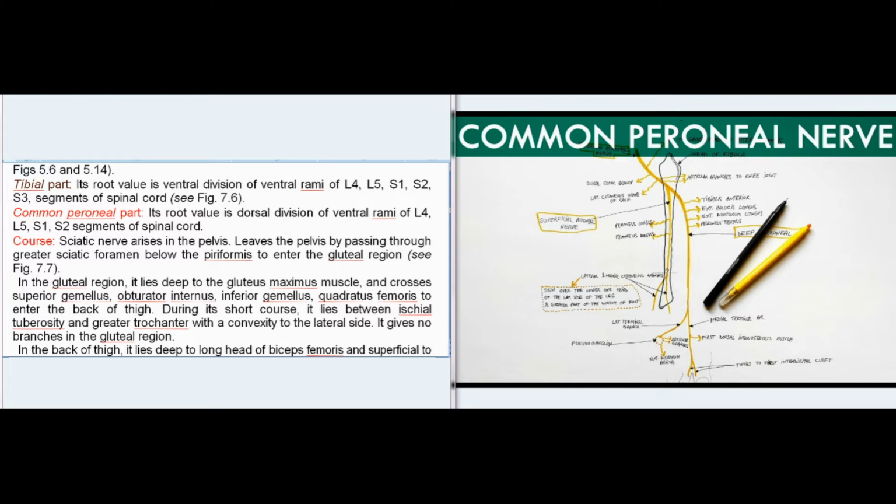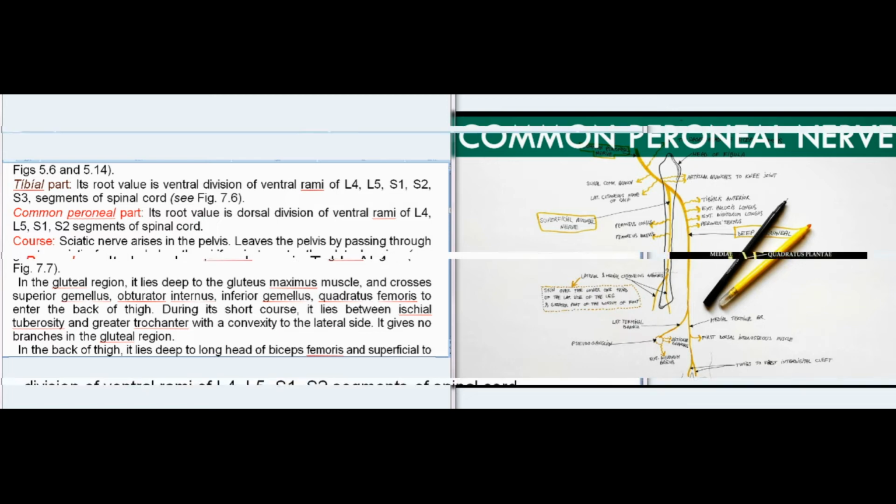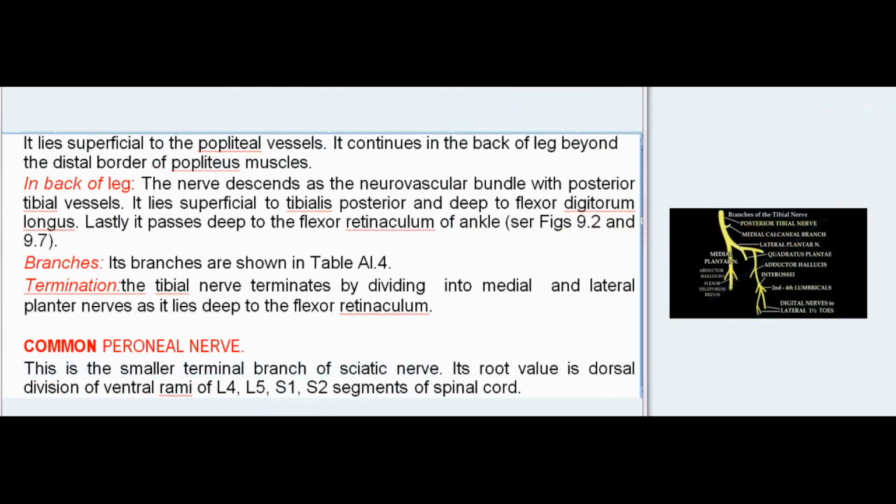Termination: it ends by dividing into its two terminal branches in the back of the thigh. Branches: the branches of the sciatic nerve are shown in Table A1.3. It lies superficial to the popliteal vessels. It continues in the back of the leg beyond the distal border of the popliteus muscle.